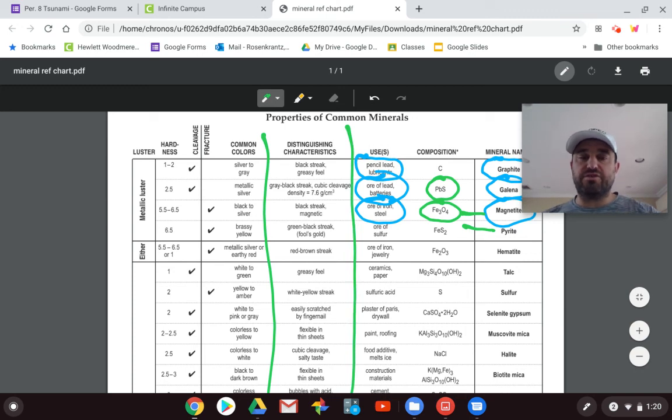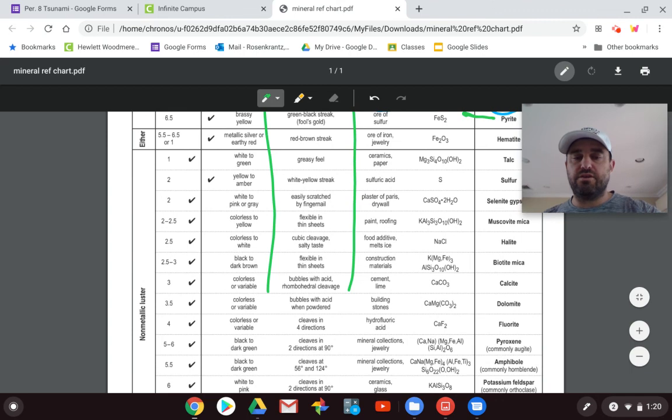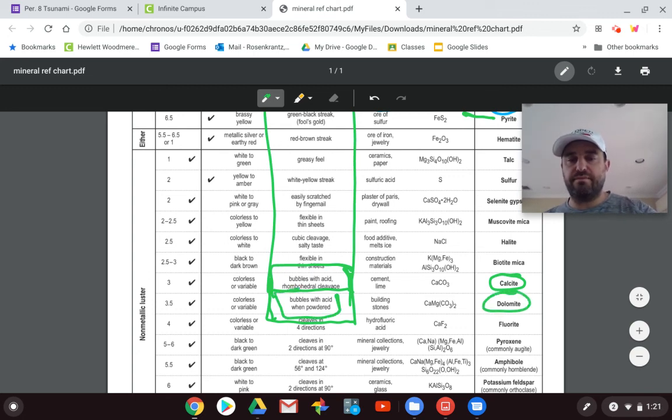And yes, it's time consuming. You would read each little comment until you get to bubbles with acid. Okay? There's two of them. So one bubbles with acid, that's calcite. And then the other one says bubbles with acid when powdered, and that's dolomite.